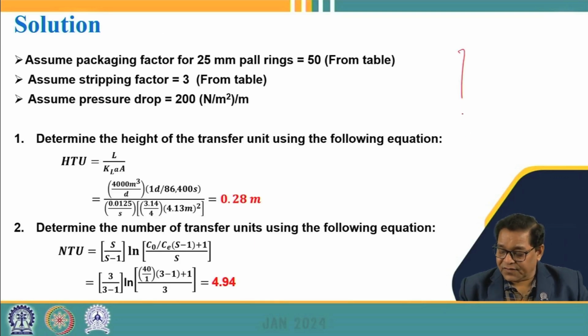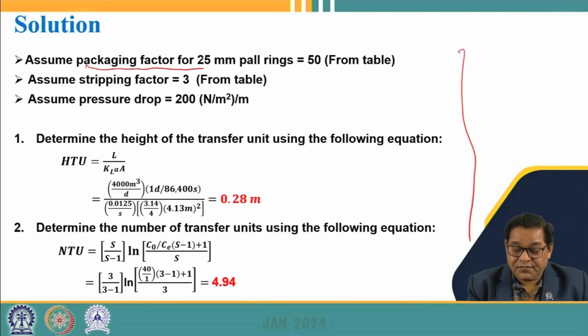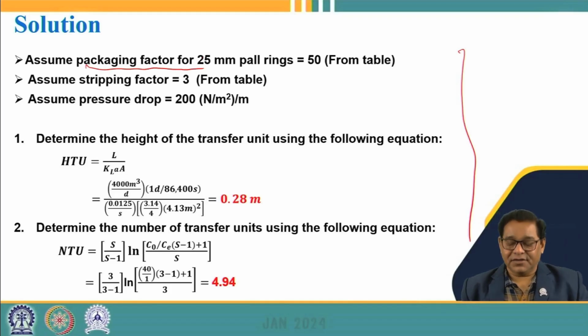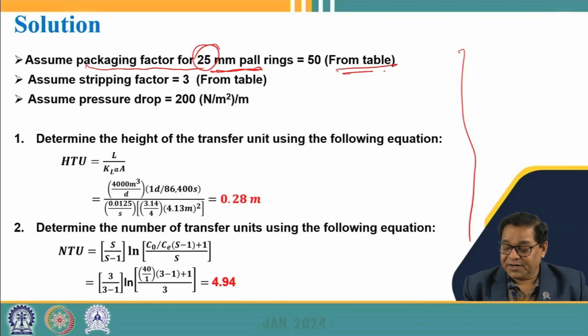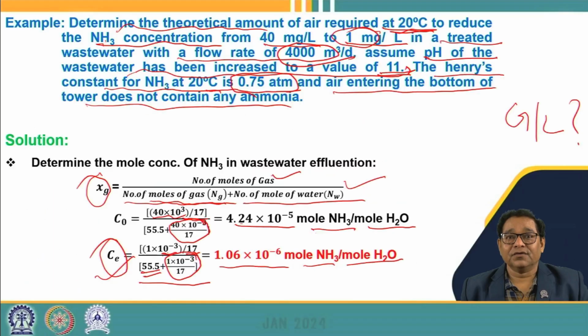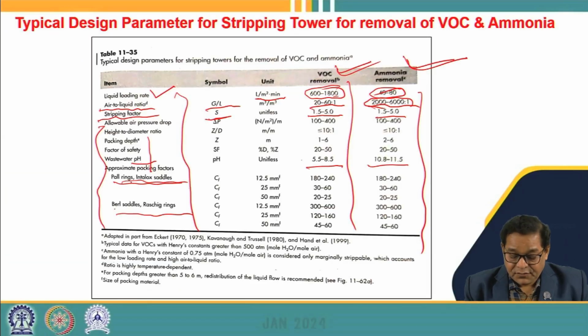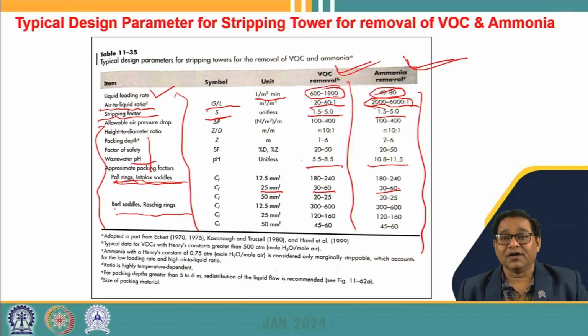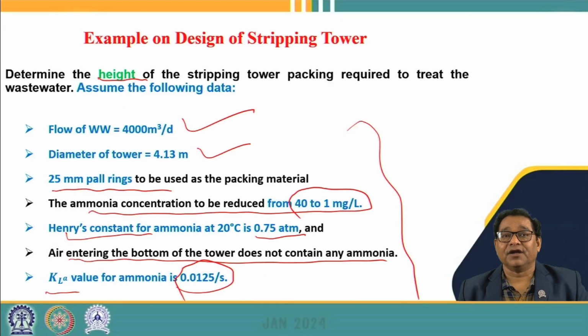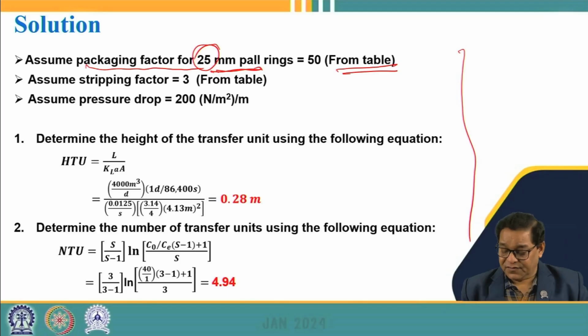So let's discuss how to do this. First of all we have to assume the packing factor. For the packing factor we have to see the size of the pall rings, which is 25. From the table which I have earlier shown to you, for pall rings of size 25, the packing factor is 30 to 60 for VOC removal, and for ammonia removal this is also 30 to 60. So here, in between 30 to 60, we can assume any value. Here we have assumed 50.